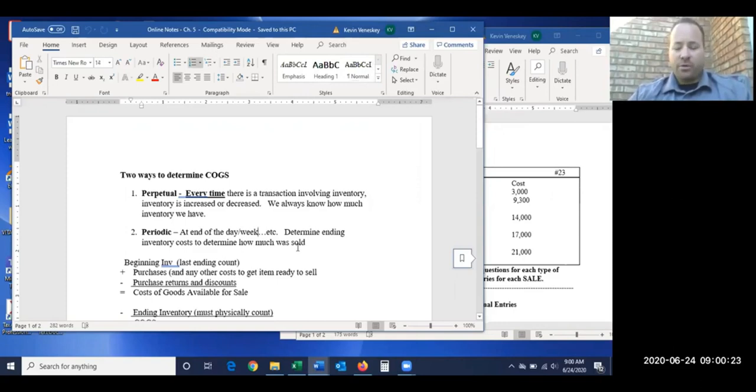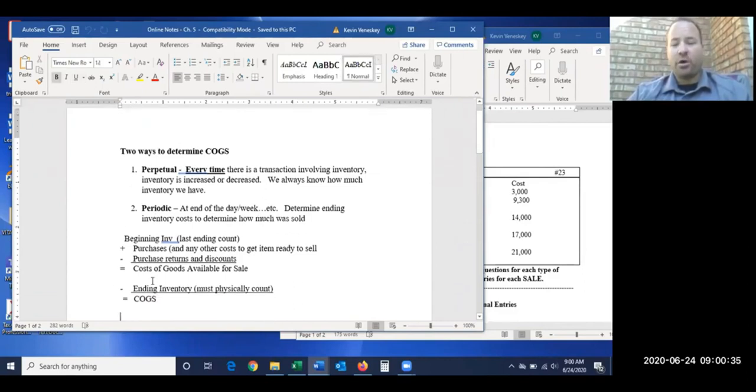So again, these two terms are going to come up for this chapter as well, as well as making sure we can find how to do periodic. This is a quick review of what we had in the last chapter. Remember what perpetual means: you're going to update after every single sale. Your inventory is always going to be up to date, and your cost of goods sold.